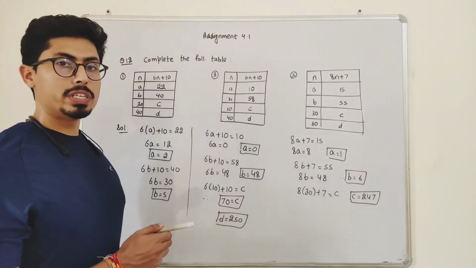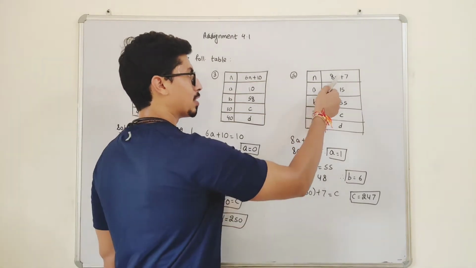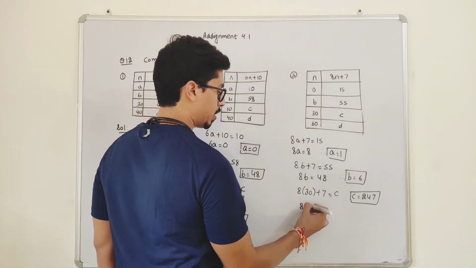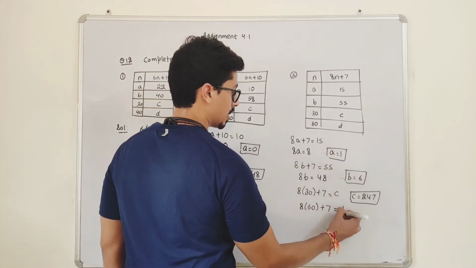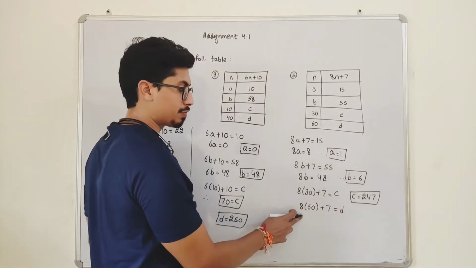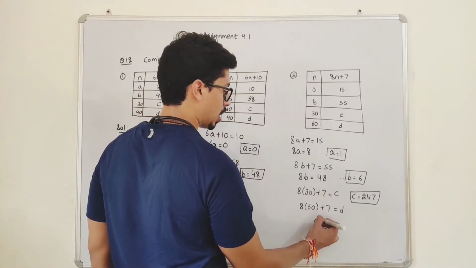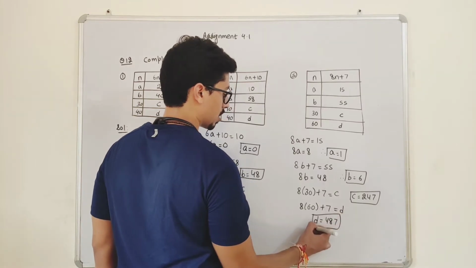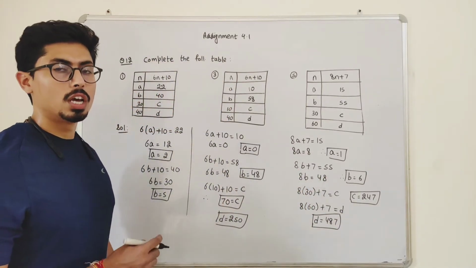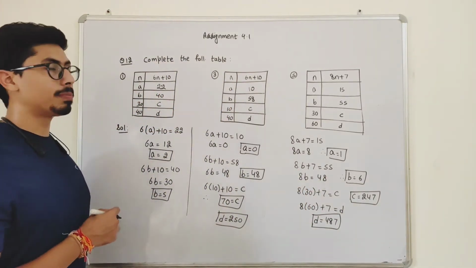Okay. Now, students, if I take 60 in place of N, so 8 into 60 plus 7 is equal to the value of D. 8 6s are 48, that is 480 plus 7, 487. So the value of D is 487. Okay, students, so I hope all of you understand this question number 12.